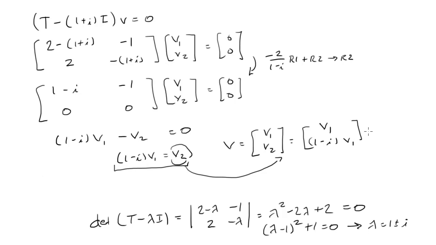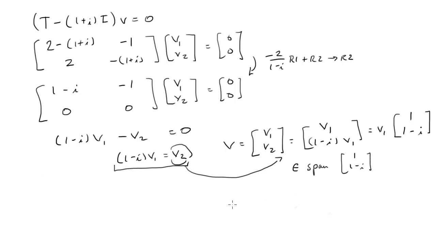Pull out a V1. Well, that doesn't look like the vector we just had. So we're saying the eigenvectors are in the span of (1, 1 minus i). But this is complex arithmetic. It's a complex span. If I multiply by 1 plus i, I get the eigenvector we had before.